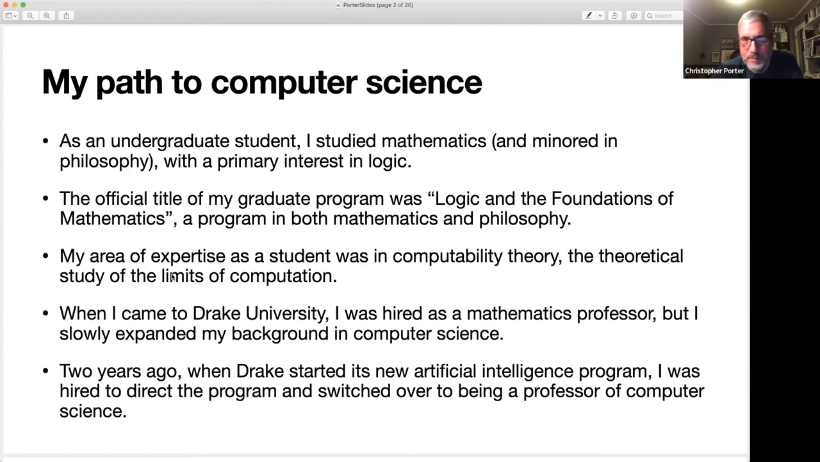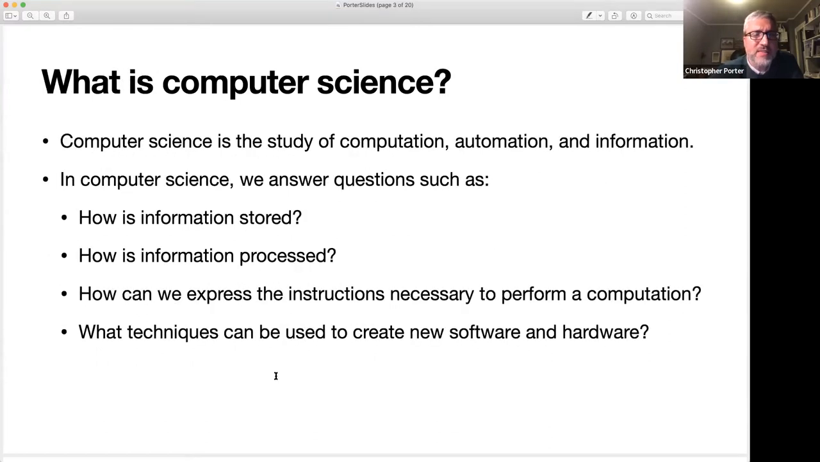So let me switch to my next slide and say just a little bit about why you might be interested in studying computer science. So, you know, I think many of you are familiar. You have probably a smartphone and computers at home and at school. And so you have computers all over the place. But what is the science involved with computer science? And here we study, well, computation, of course, but automation and information. We ask questions, we answer questions like, how is information stored? How is information processed? Even more abstractly, what's the nature of computation?